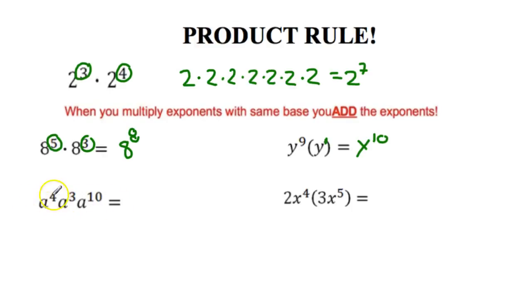Over here, these ones, they all have a, right? I could expand those all out and do a times a times a times a. Or I can just look at the exponents. 4 plus 3 is 7, plus 10, 17. And the last one. Over here, so 2 and 3, they don't have the same base. They're different numbers, but we're multiplying them, so I can just do 2 times 3, which is 6. And then the x's, those have the same base. X to the fourth, x to the fifth, that's going to be x to the 9th. 4 plus 5 is 9.